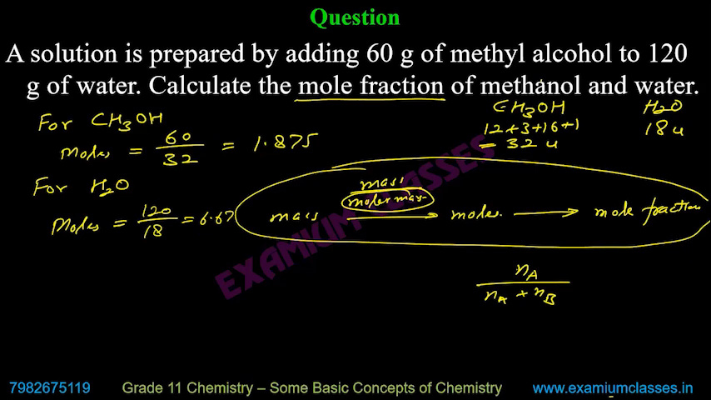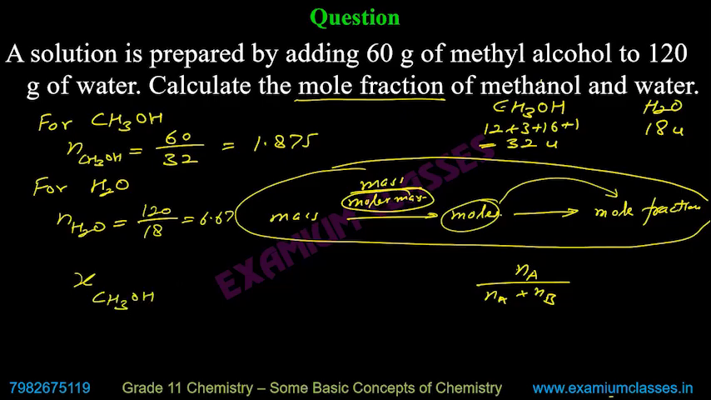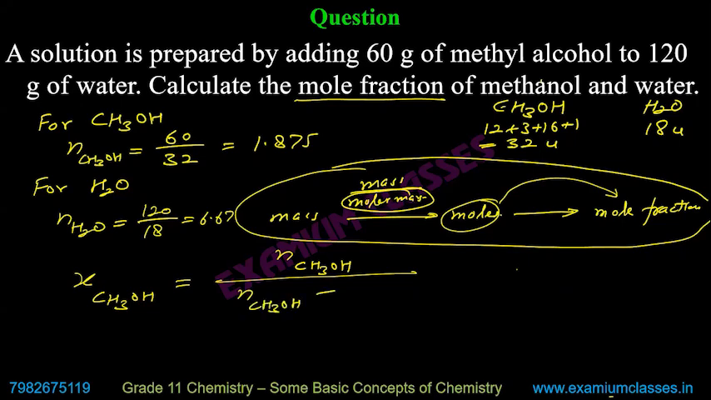So I got the number of moles of CH3OH and I got the number of moles of H2O. Now from moles I can get mole fraction by formula. So mole fraction of methyl alcohol will be number of moles of methyl alcohol divided by total number of moles, means number of moles of methyl alcohol plus number of moles of water.